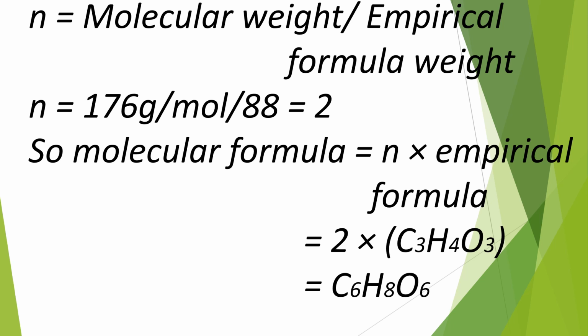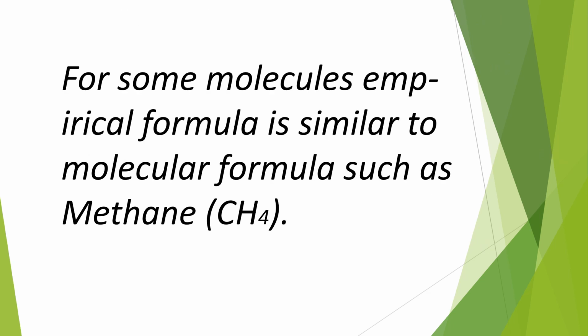n is equal to molecular weight divided by empirical formula weight. n is equal to 176 gram per mole divided by 88, which is equal to 2. So molecular formula is equal to n into empirical formula, which is equal to 2 into C3H4O3. So molecular formula is equal to C6H8O6. For some molecules, empirical formula is similar to molecular formula, such as methane, CH4.